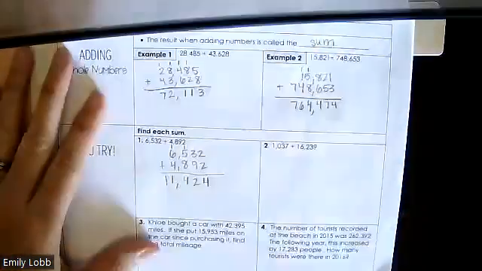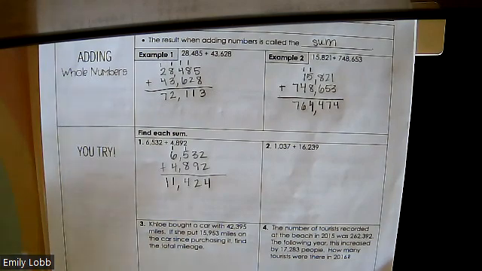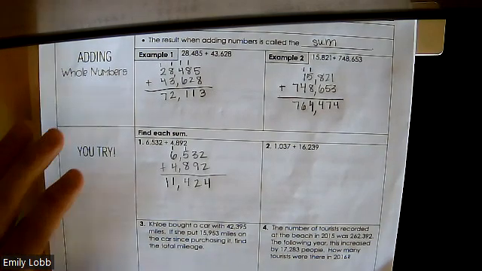11,424. And you know how to write it in expanded form, right? 10,000 plus 1,000 plus 400 plus 20 plus 4. You know how to write it in words, right? If you can say it, you can write it in words.